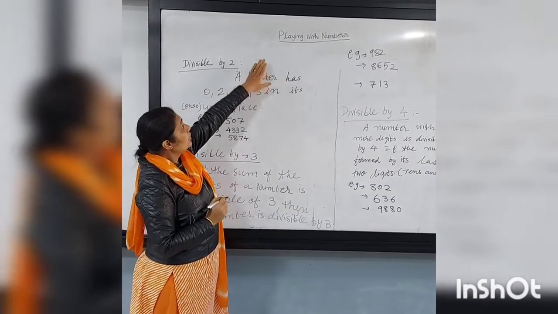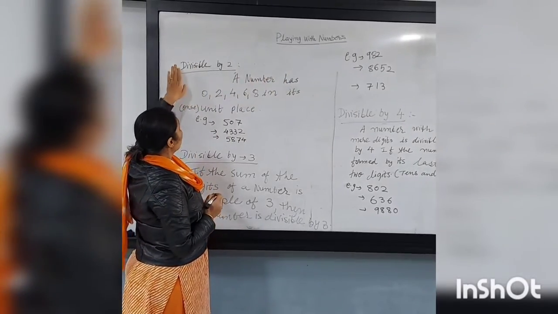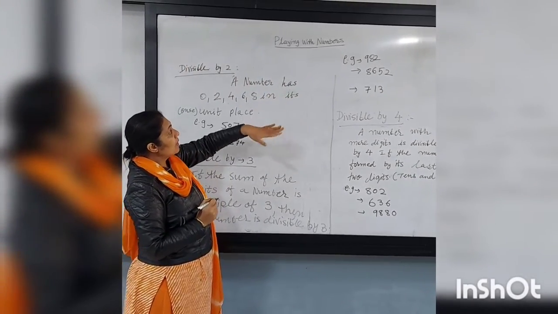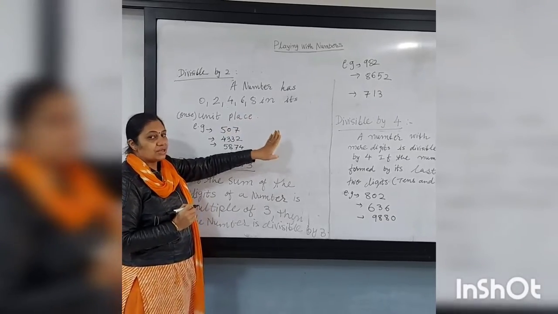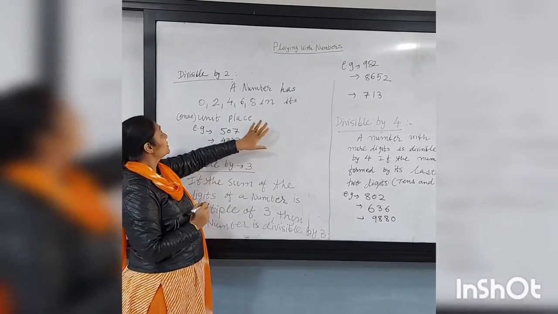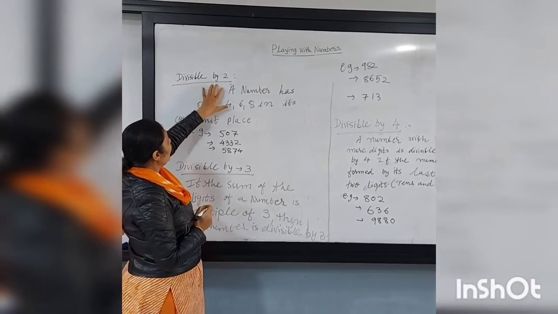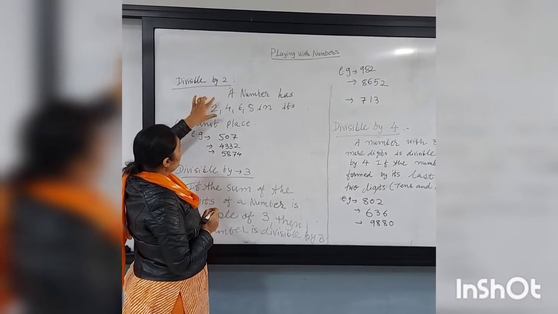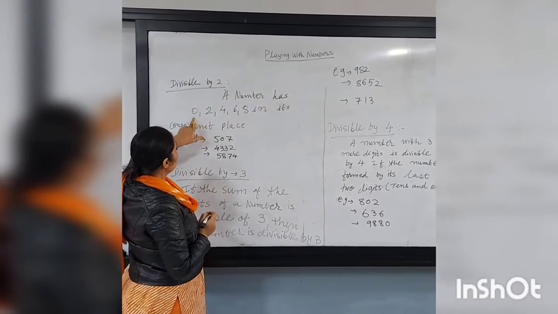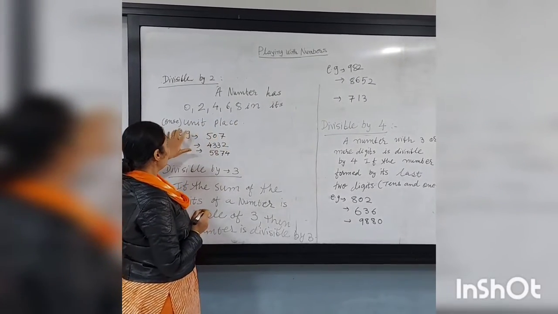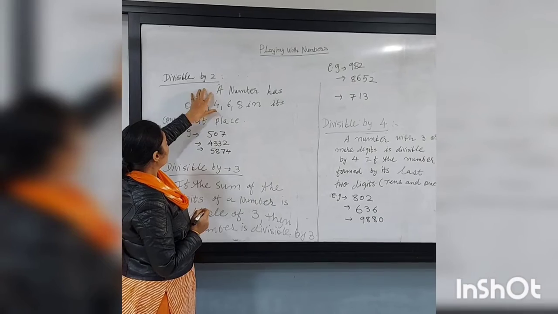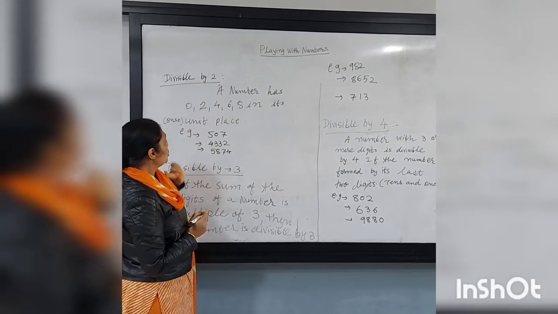Now, in the chapter playing with numbers, the divisibility test is a very important part, and this topic is covered in standards 4th, 5th and 6th. Now, divisibility by 2. If a number has 0, 2, 4, 6 or 8 in its unit place, that number is always divisible by 2.